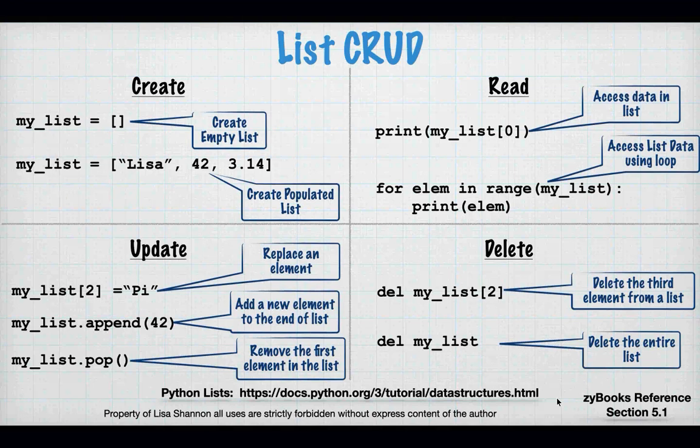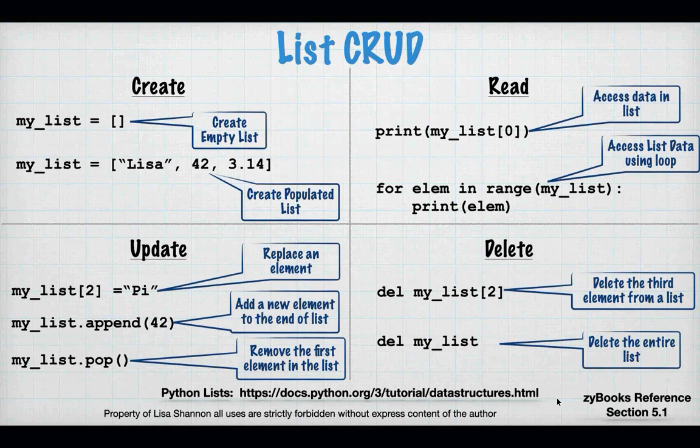I use the internet as a professional programmer. I use the internet a lot as a resource because I don't remember everything. I know a few people who are that brilliant. I'm not one of them. I have to go out and look things up. So start using the internet. If you want a good place to start, start with the Python documentation. So that's create, read, update, delete for lists.